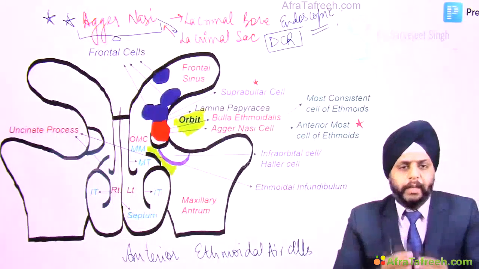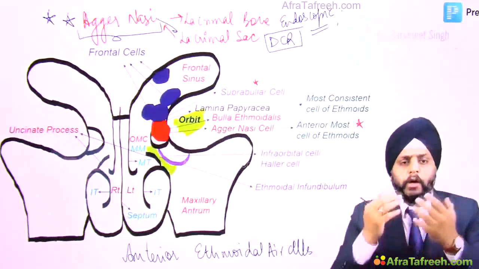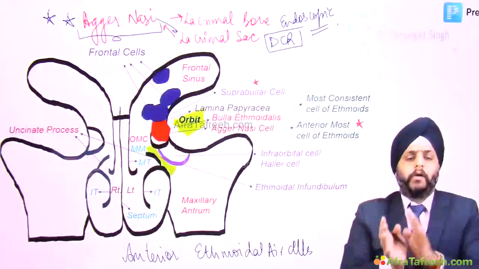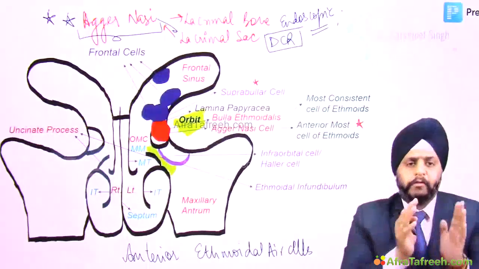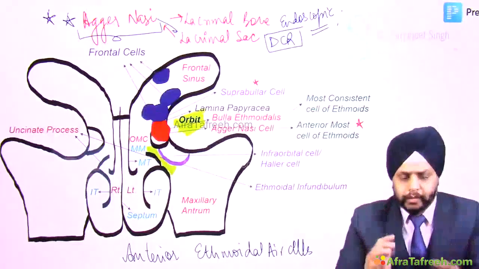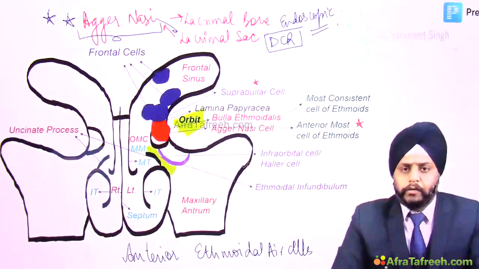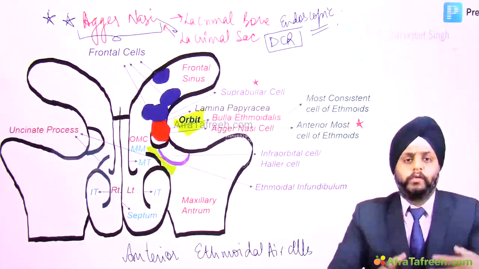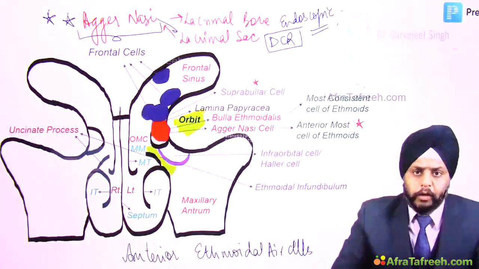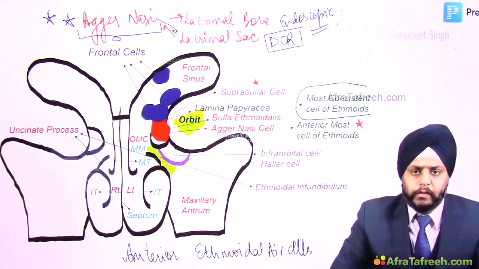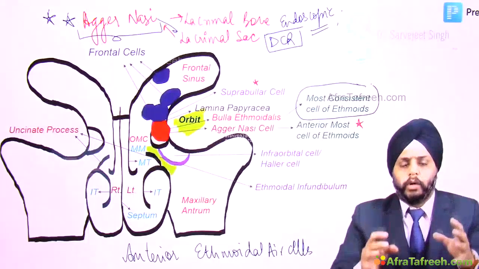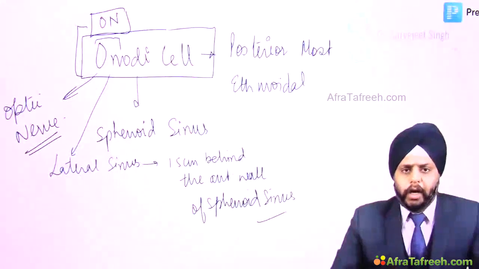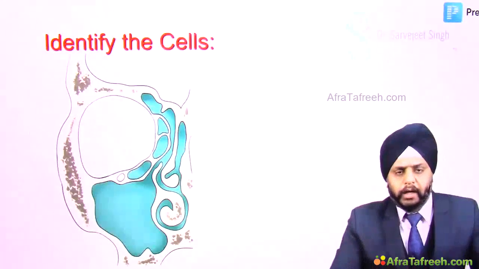Variable cells means they may be present in one person and not in another person, or they may be present on one side and not on the other side. So they vary from person to person. If somebody asks you which cell is almost always present, the most consistent cell, I have given you the answer: the most consistent cell is the bulla ethmoidalis. Now let's look at some diagrams.